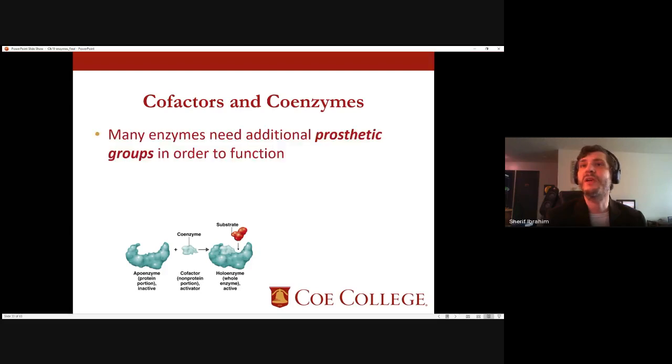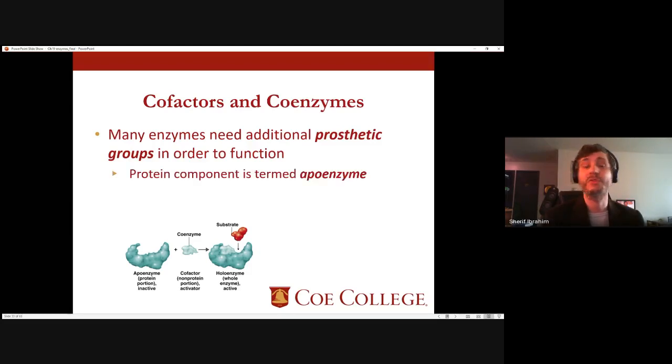Cofactors and coenzymes. So many enzymes need prosthetic groups. We talked about those before with proteins. So heme was the prosthetic group for hemoglobin, which transports oxygen. So enzymes might need those prosthetic groups or those cofactors in order to actually carry out the reaction. Without those cofactors, they can't do it. It's like asking a surgeon to do something without a scalpel.